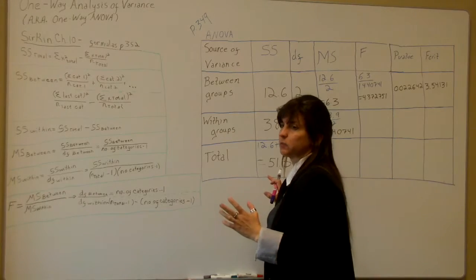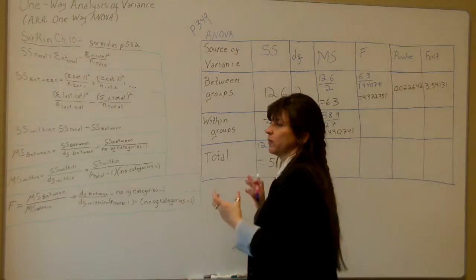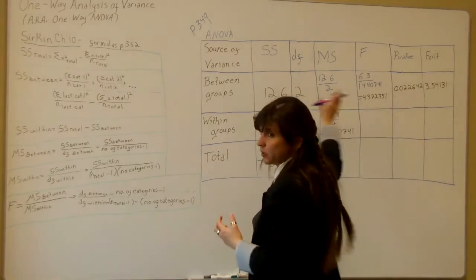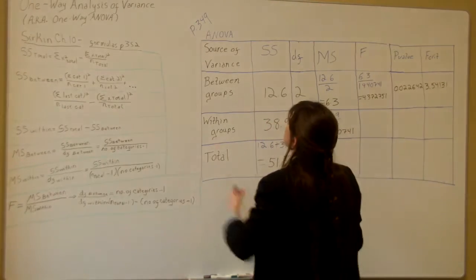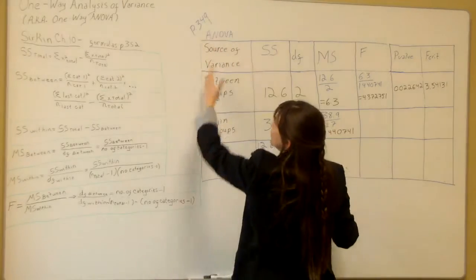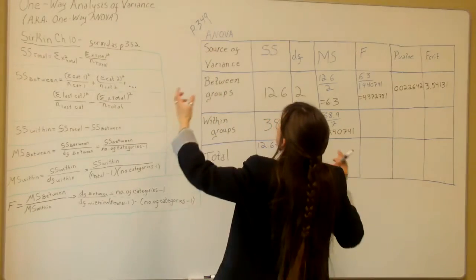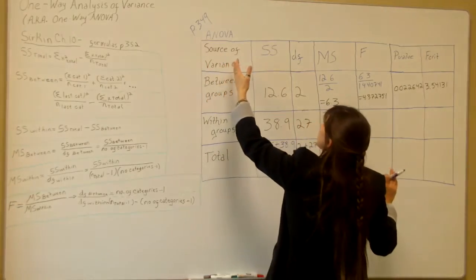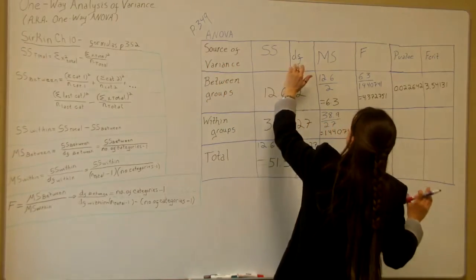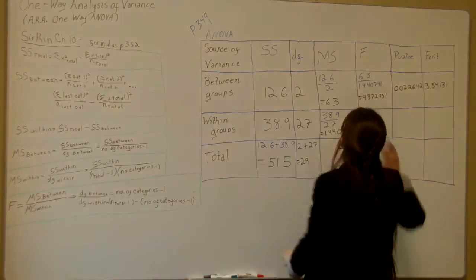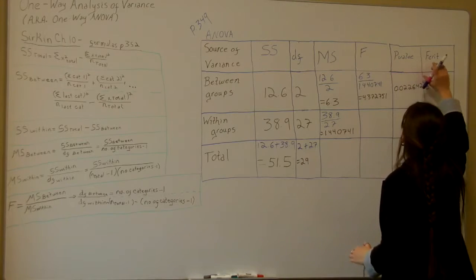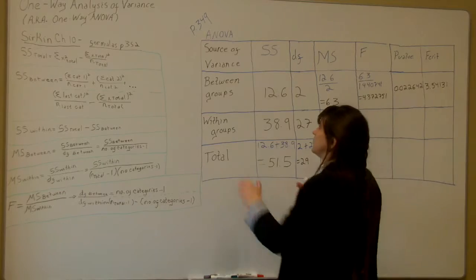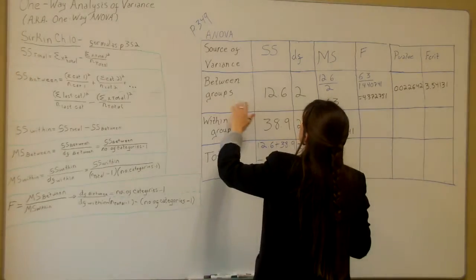We're going to first explain this as if you were filling in a computer analysis table like this. So this is a single factor ANOVA, a one-way ANOVA, analysis of variance. Your columns are source of variance, sum squares, degrees of freedom, mean sum squares, F, p-value, and F crit, your F critical value. And you have your between groups.